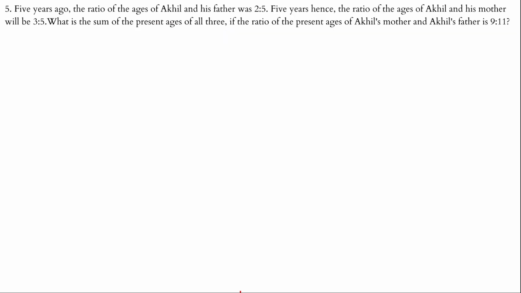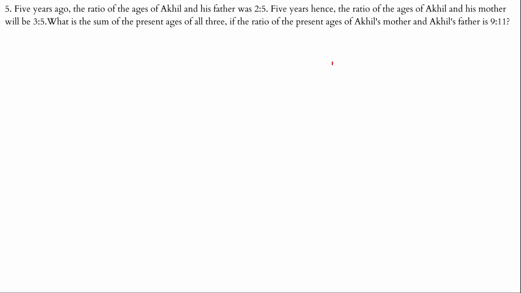So 5 years ago, the ratio of ages of Akhil and his father was 2:5. 5 years hence, the ratio of ages of Akhil and his mother will be 3:5. What is the sum of the present ages of all three if the ratio of the present ages of Akhil's mother and Akhil's father is 9:11?